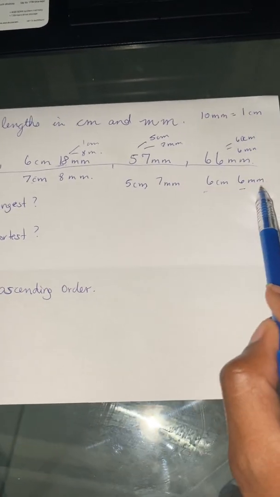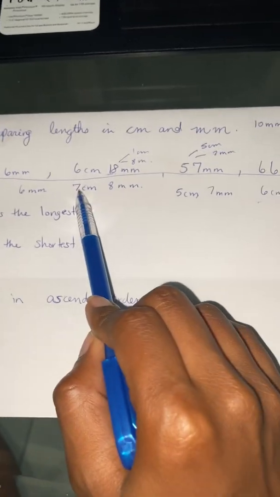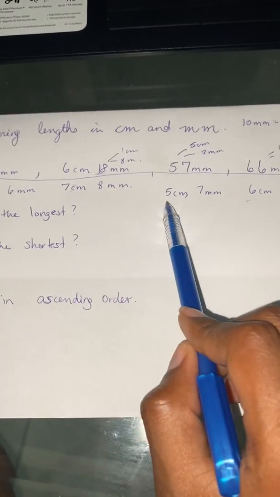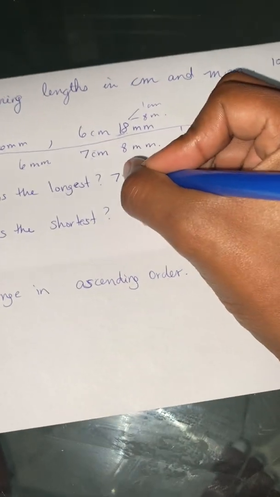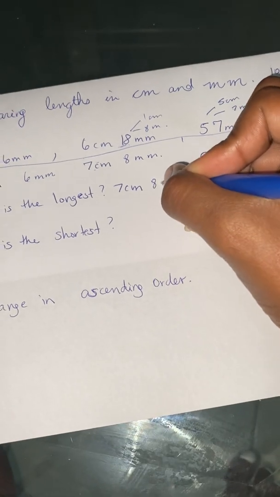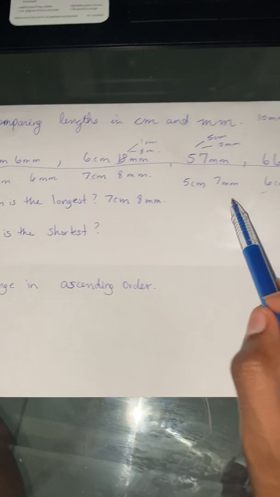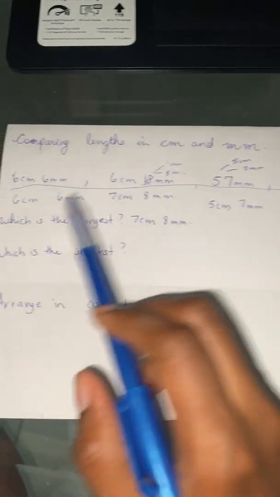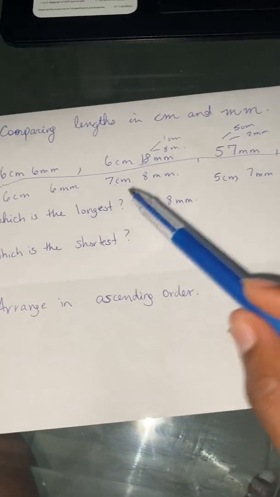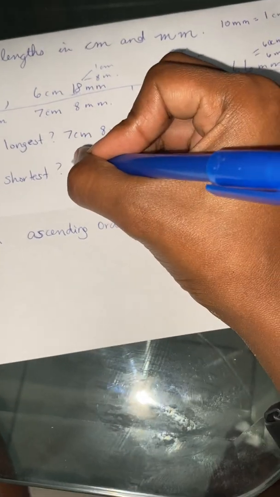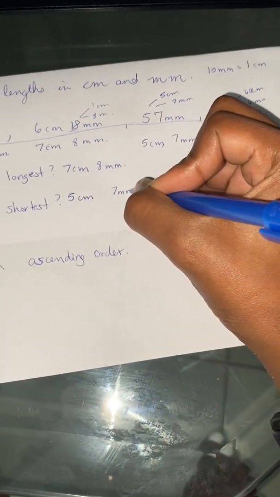Let's take a look. The biggest unit of measurement here is centimeter. So this is the biggest one. This is 7 centimeter, that's 5, that's 6. So the longest would be 7 centimeter, 8 millimeter. And it says, which is the shortest? Okay, well, this is 6 centimeter, 6 centimeter, 5 centimeter. So that is the shortest. So it's 5 centimeter and 7 millimeter.